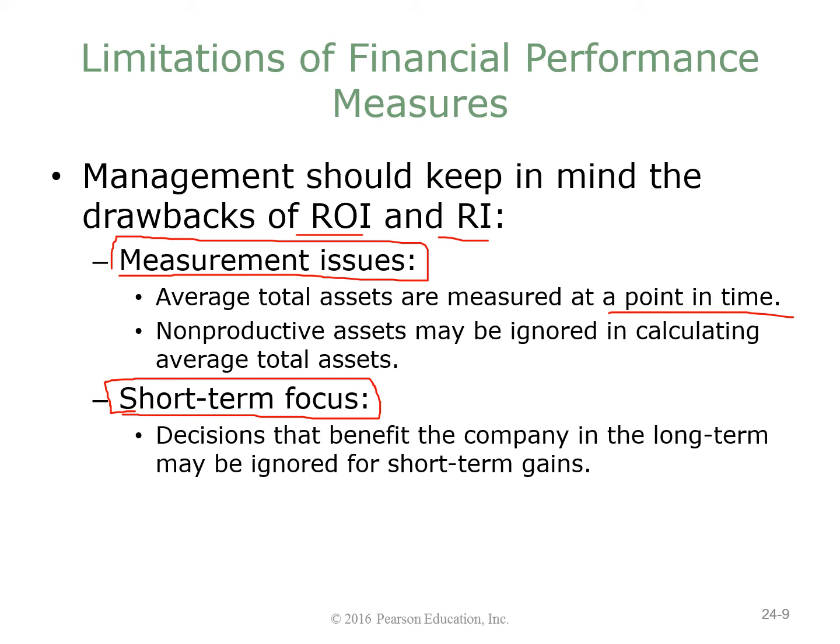The other main issue here is the short-term focus. Decisions that benefit the company in the long term may be ignored for a short-term gain, which means if we are calculating the ROI or the RI, we are talking about the benefit for the company in the short term. What about the long term? You may have different opinions related to what should be done in the long term and what should be done in the short term.